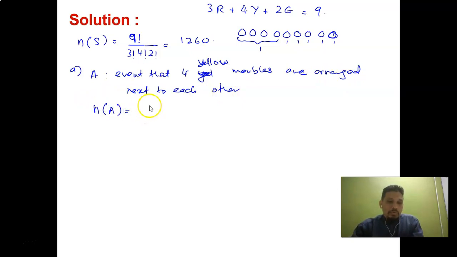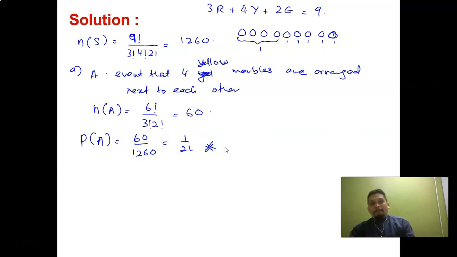N(A) equal to 6 factorial divided by, okay, 4 yellow marbles, 3 red marbles, 3 factorial, and 2 green, 2 factorial, which is equal to 60. So the probability of getting event A, where event A is 4 yellow marbles next to each other, equal to 60 divided by 1,260, which is 1 over 21. Okay.